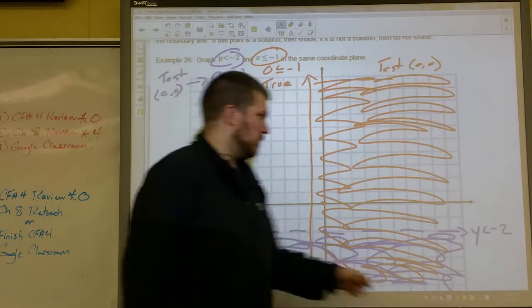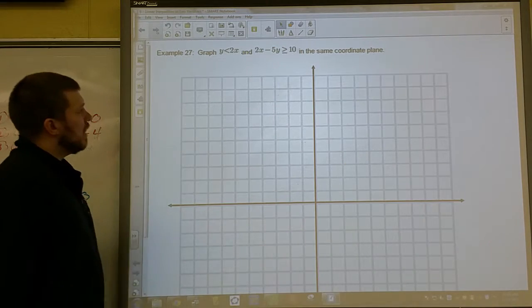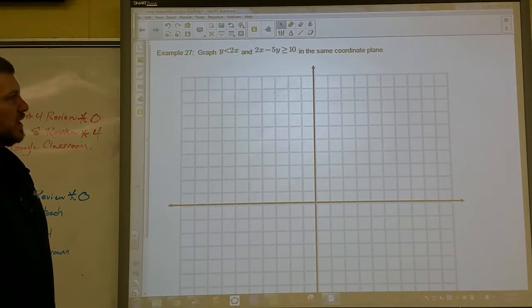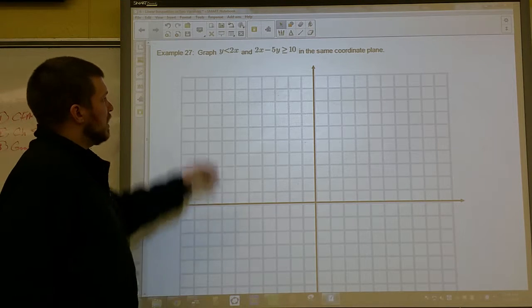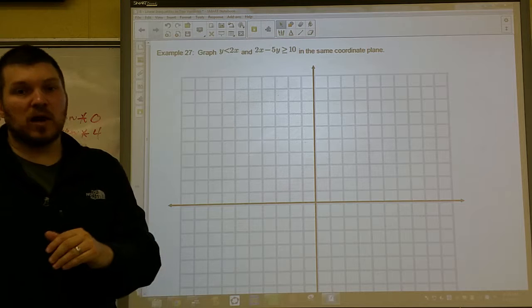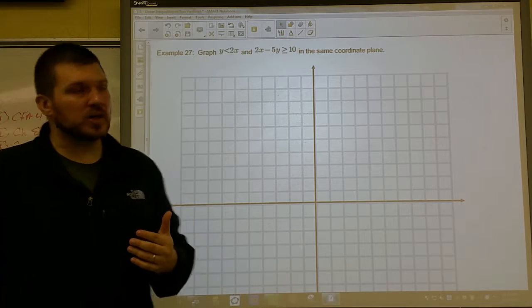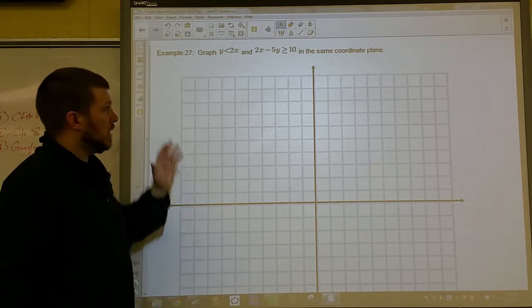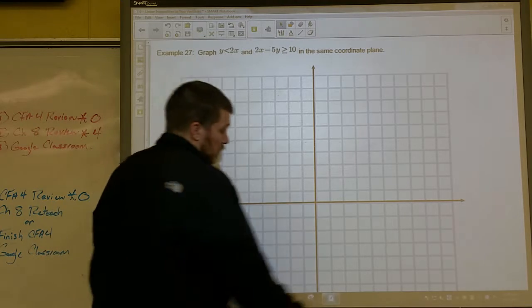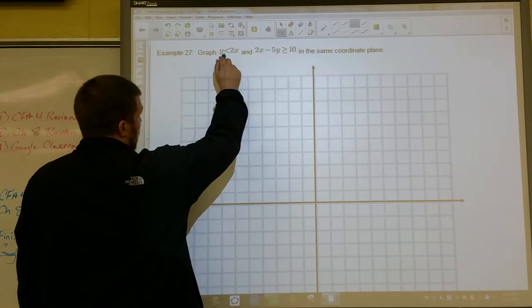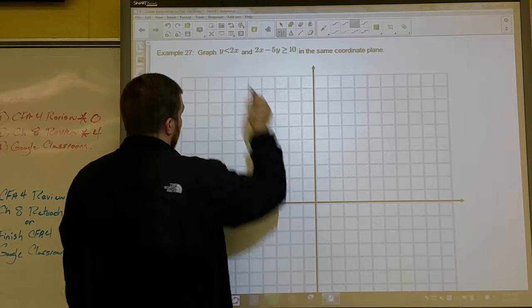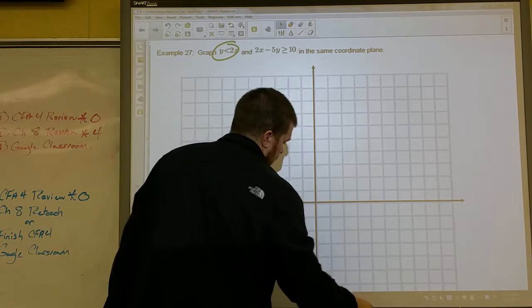A very basic example. Step it up a little bit. Here I want to graph y less than 2x and 2x minus 5y greater than 10. Now, as soon as you have both variables, x and y, we can use the calculator to help us with our boundary line. The only thing is we got to make sure that y is by itself. Now, y is by itself here, so I'm going to graph this. I'm going to do this in green.